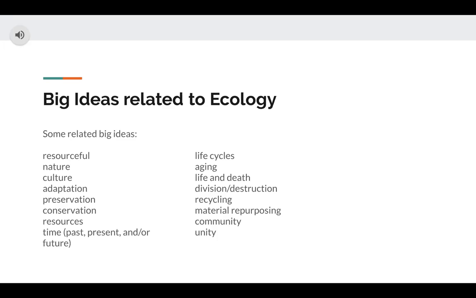Preservation is when we protect these ecological aspects in the world. Life cycles are a big part of ecology as it keeps everything balanced. And community can be seen in ecology as we protect our environment that can bring us together as people. There are many more big ideas that are related to ecology, but this was just a few. Artists use these big ideas in their artwork to create meaning towards ecology, and you should be surprised to know the variety they showcase.